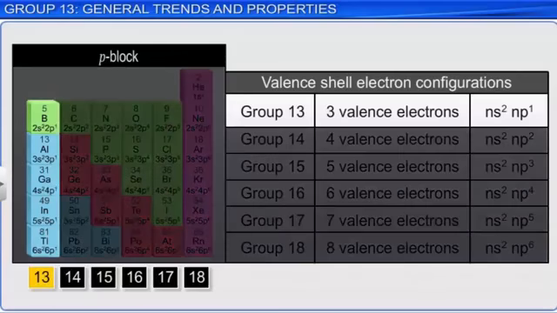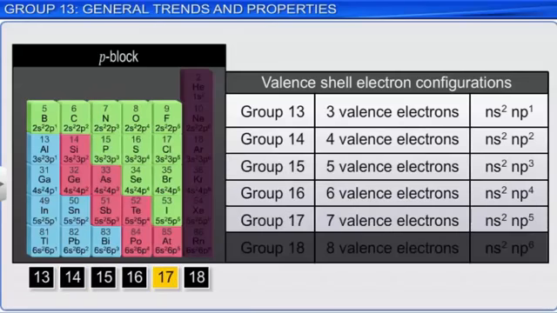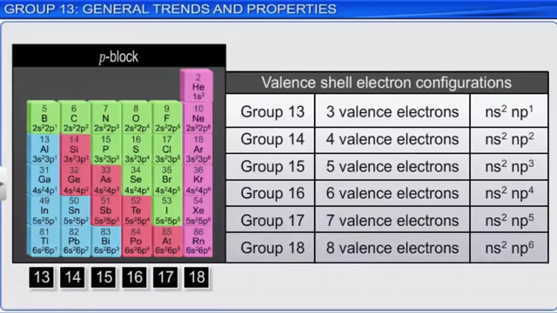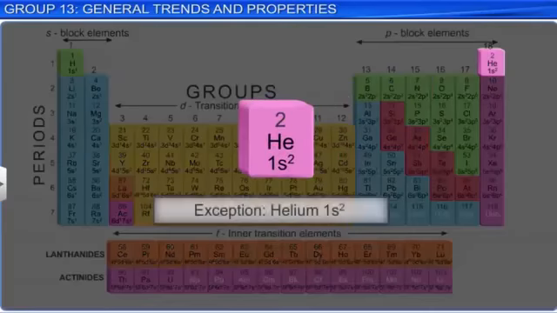Group 13 has 3 valence electrons, and the electron configuration ends as ns2 np1. As we move across each column to the right, the groups each gain an additional valence electron. The exception, of course, is helium, which has only 2 electrons.